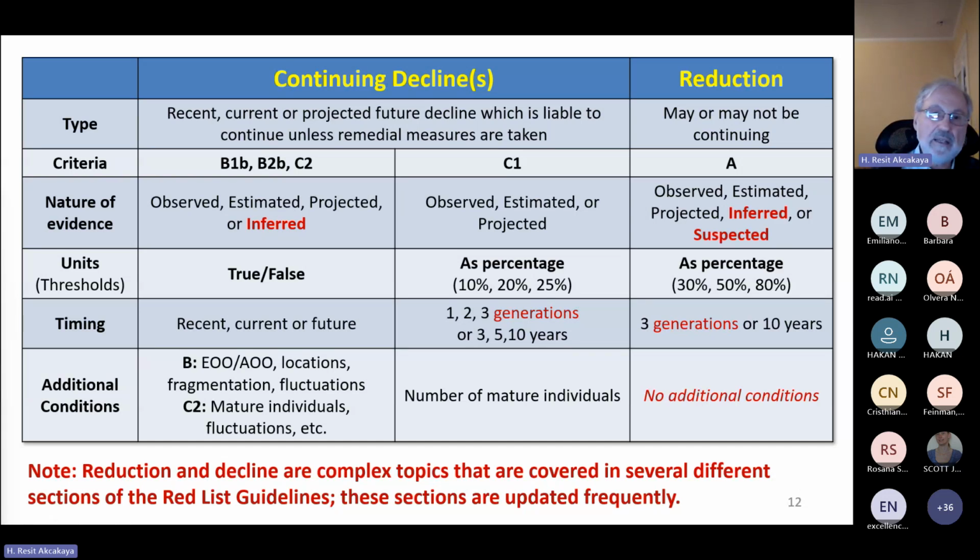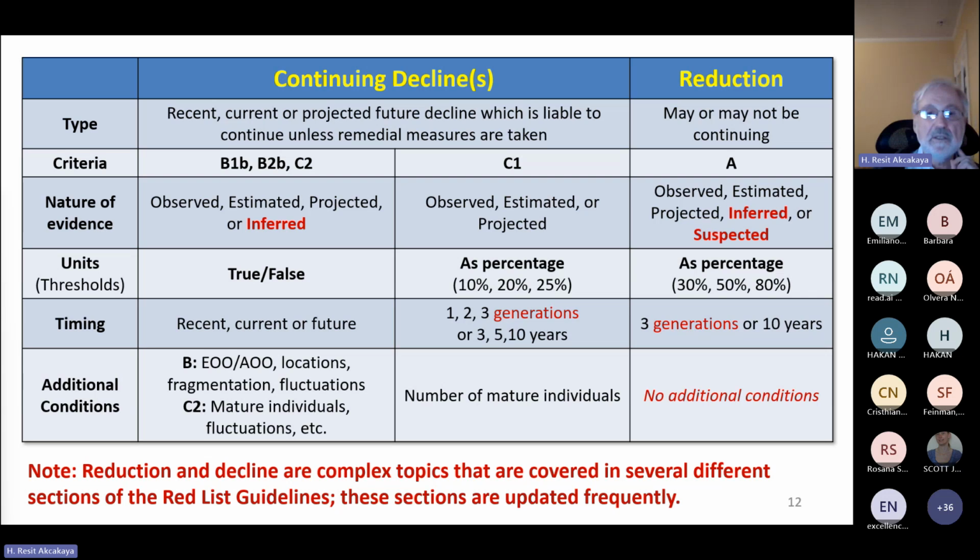So I realize this is a lot to take in, but those of you who know the Red List criteria already would recognize these differences. And these, as I said, are complex topics that are covered in several different sections of the Red List guidelines, and these sections are updated frequently. So please refer to them when you need to use these terms.